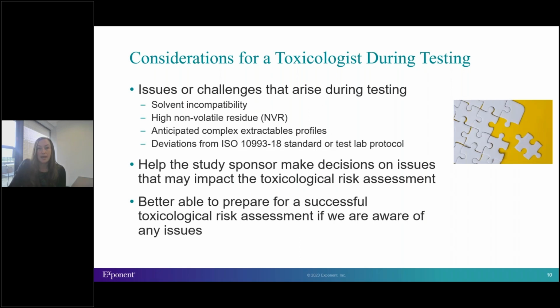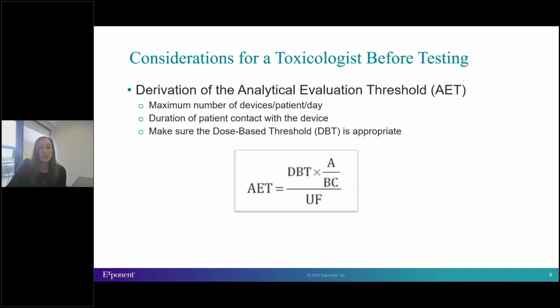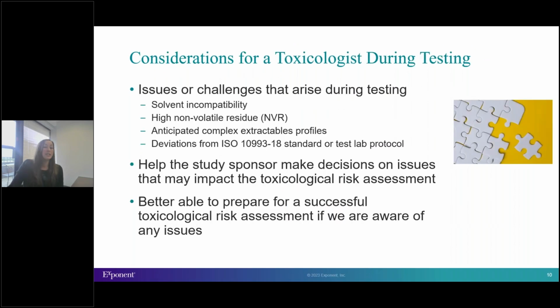So now I'm going to discuss some of the considerations during testing that a toxicological expert can be involved in. Sometimes things go really smoothly, but oftentimes there are issues or challenges that can arise during chemical characterization testing. I have some of them listed here. For example, solvent incompatibility. I know a lot of labs do solvent compatibility testing at the start now, like Philip talked about, but that doesn't necessarily catch everything. Sometimes during those iterative, exhaustive extractions, the device can degrade or fall apart.